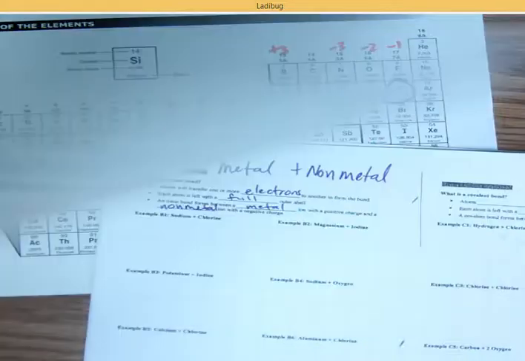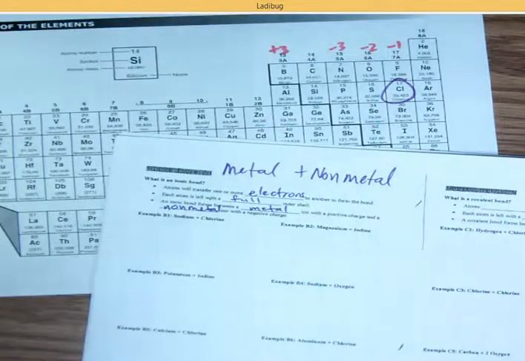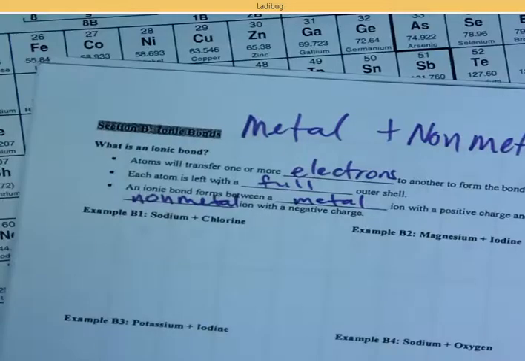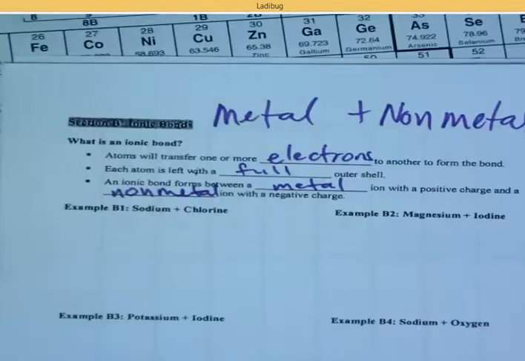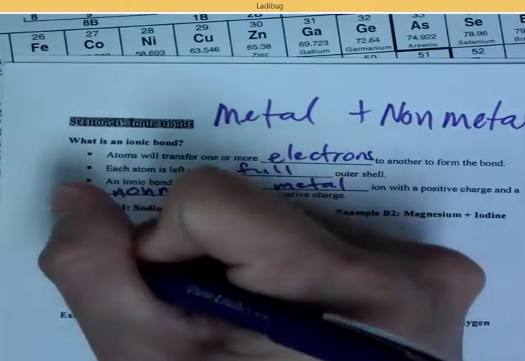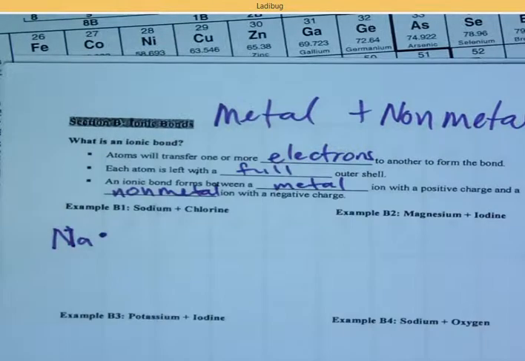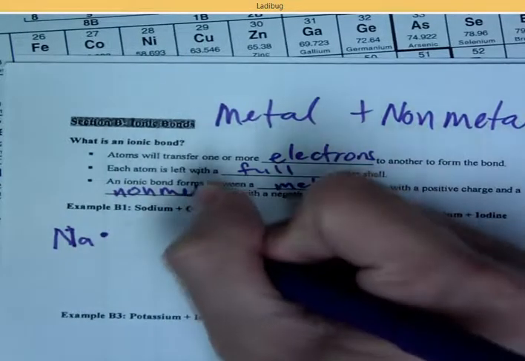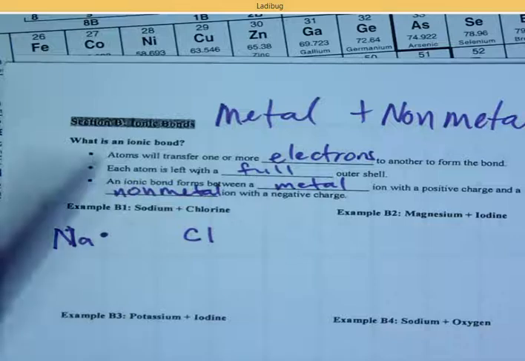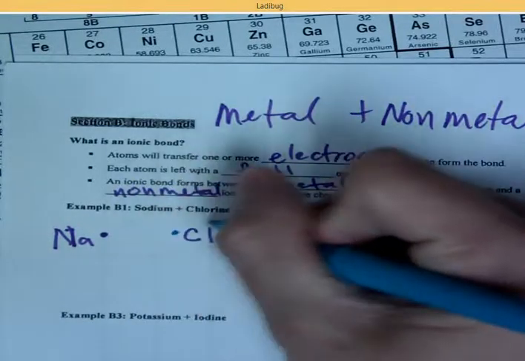Back to this paper here. In order to do this, you also need to know how to draw your Lewis dot. Sodium is in group 1, so it's got 1 dot. You draw it like that. Chlorine's in group 17. It's got how many dots? It's got 7 valence electrons, so you draw 7 dots around there.